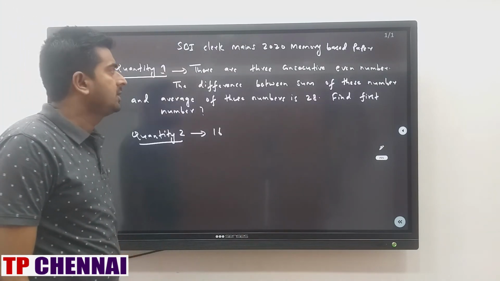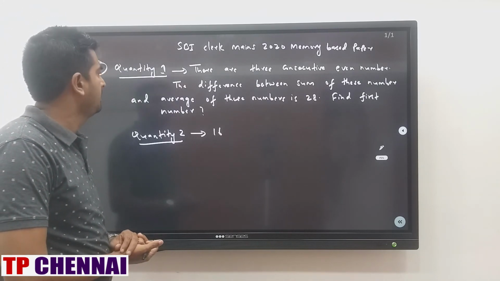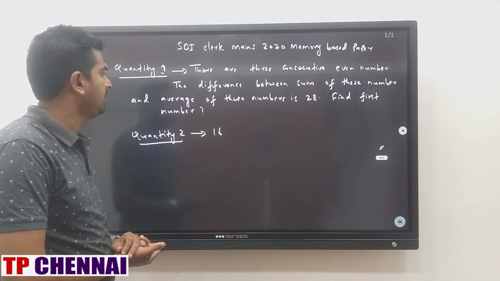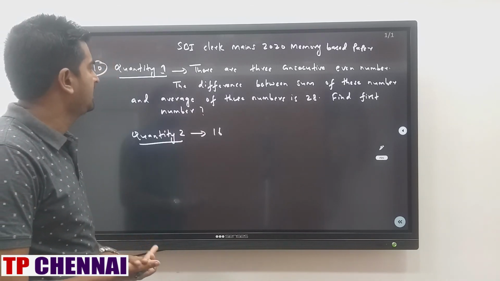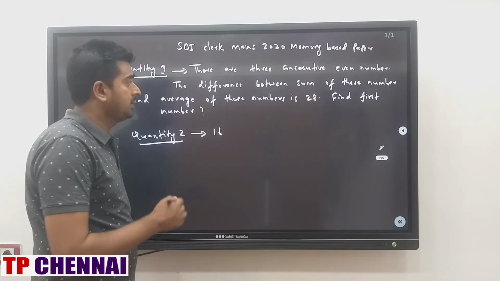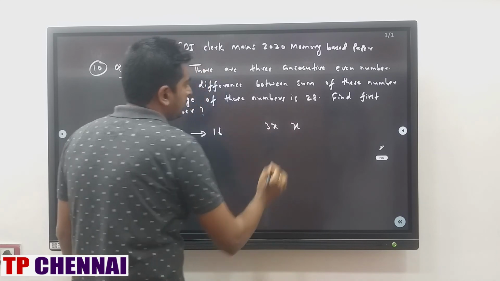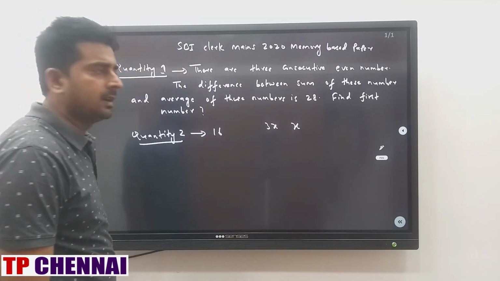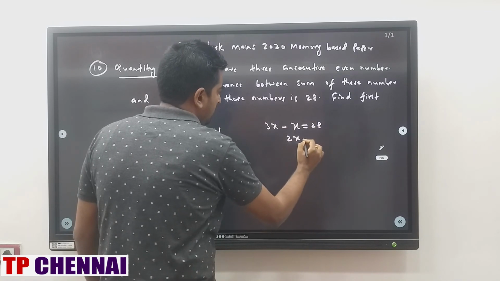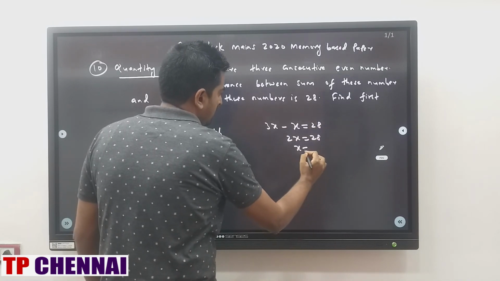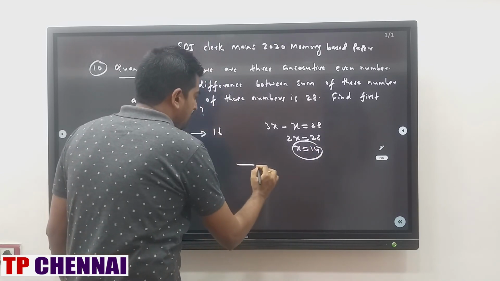So now we'll see the next question, quantity 1. There are 3 consecutive even numbers. The difference between the sum of these numbers and the average of these numbers is 28. Find the first number. If the average is x, the sum will be 3x, because 3 numbers are there. And this difference, how much have they given you? 28. So 2x is equal to 28. x is equal to 14. That means the average of the 3 numbers is 14.